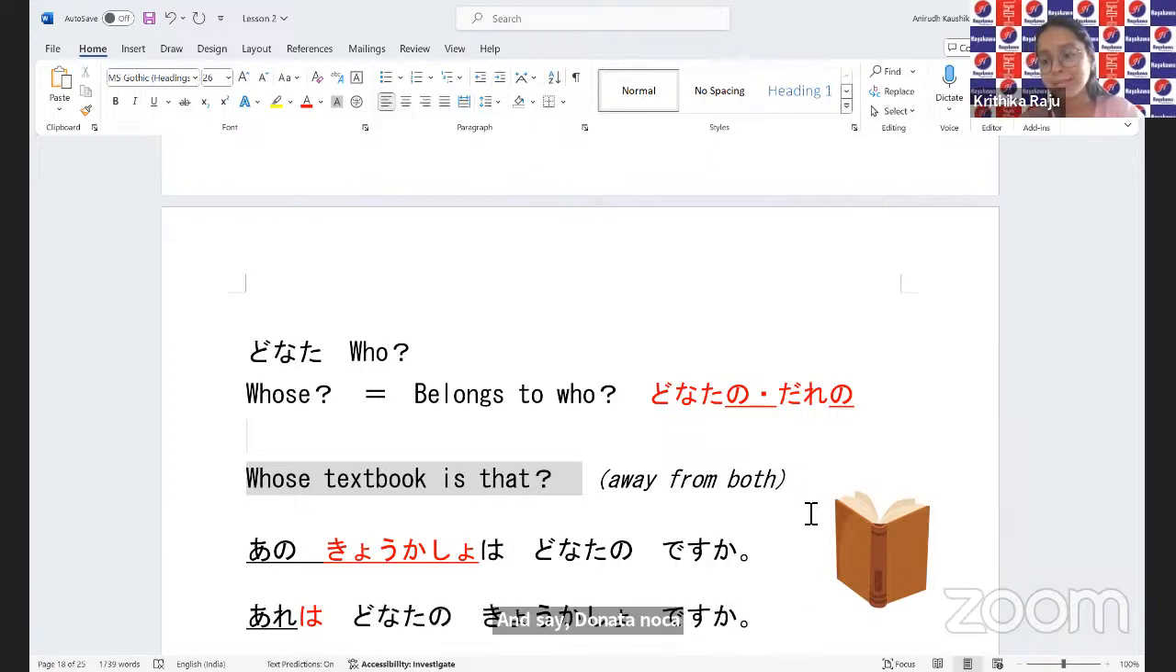Are you all able to see the sentence in your minds? Sono enpitsu wa dare no desu ka? Sono enpitsu wa donata no desu ka?